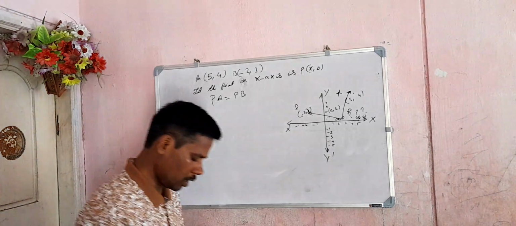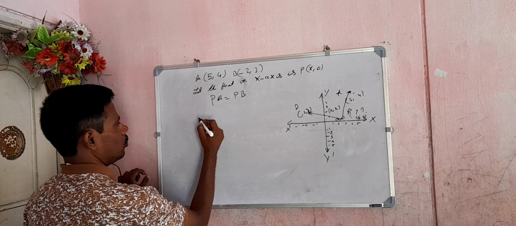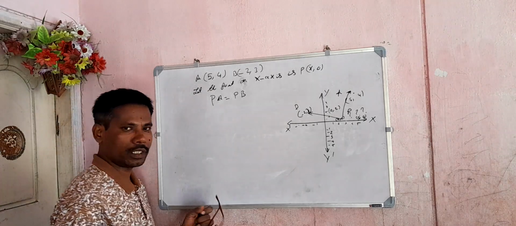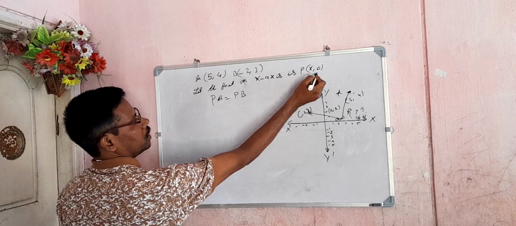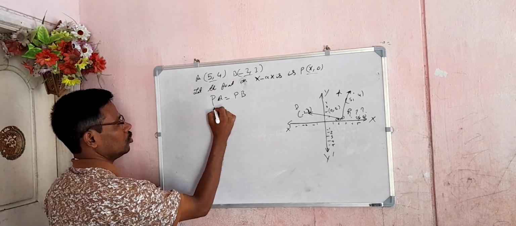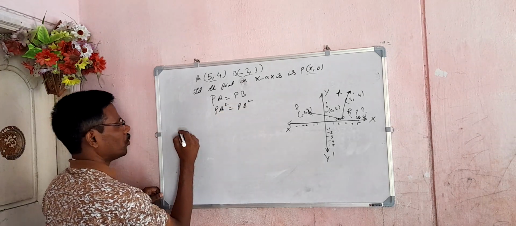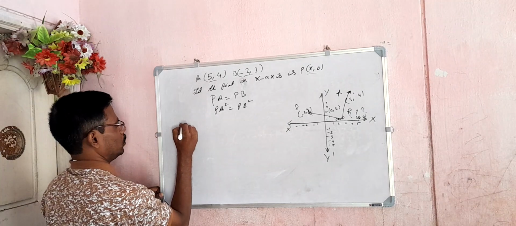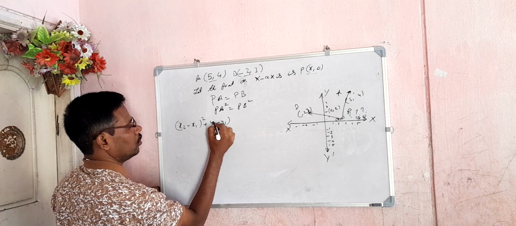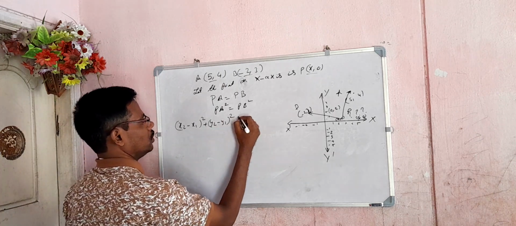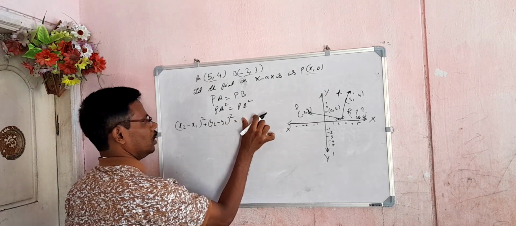What is the distance formula? Square root of (x2 minus x1) whole square plus (y2 minus y1) whole square. So square on both sides. What is P? What is A? P is here, this A, P, B. So let us write PA square is equal to PB square. Apply distance formula: (x2 minus x1) whole square plus (y2 minus y1) whole square. This is distance formula. Now PA.